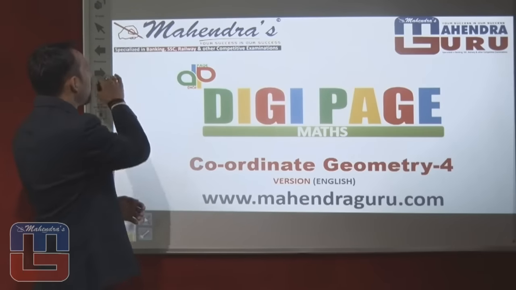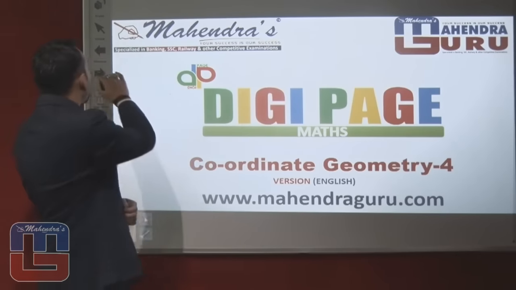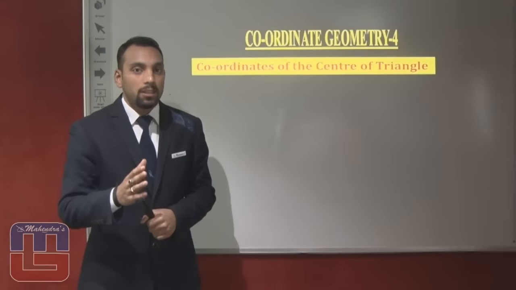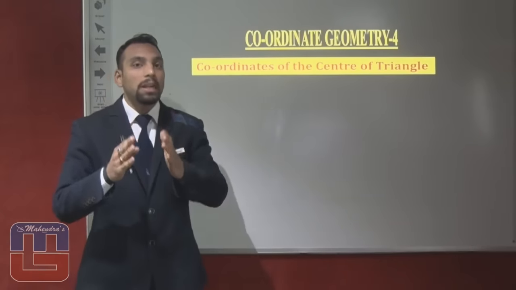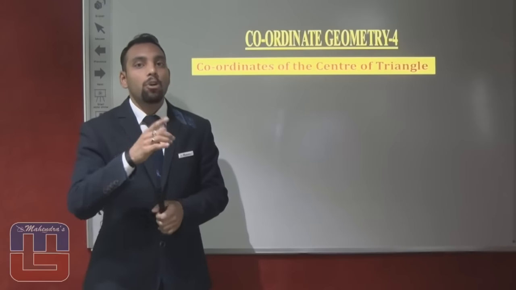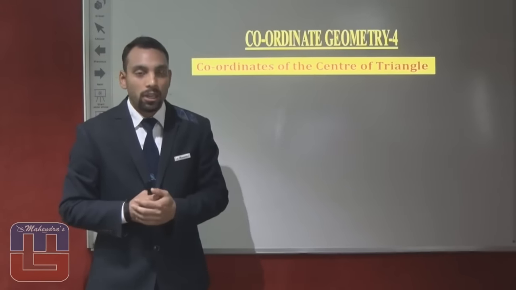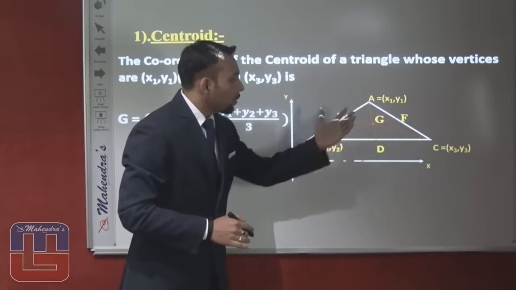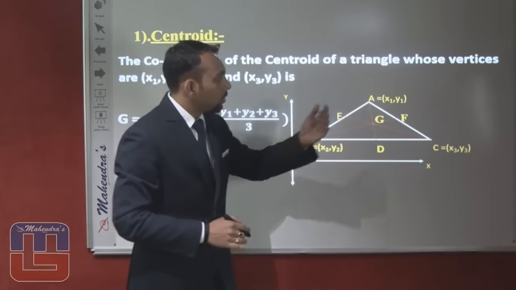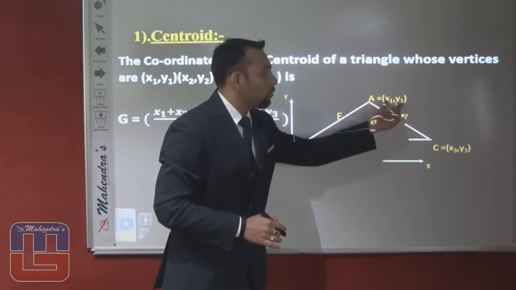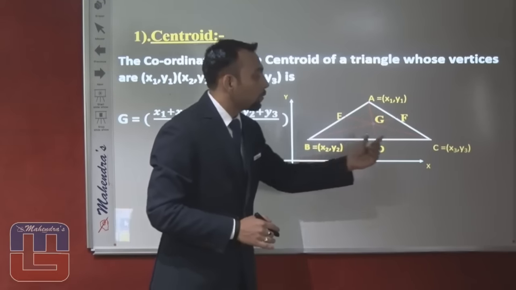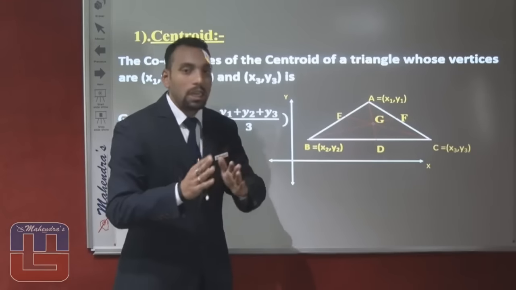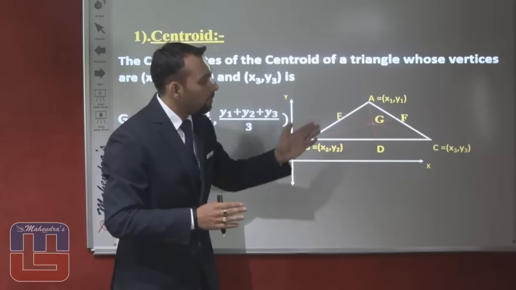Firstly, we will discuss what the centroid of a triangle is. The centroid of a triangle is the intersection of the medians. All the medians intersect at a point, and this point is called the centroid of the triangle. So let us discuss, if we are given a triangle ABC. The first vertex is A (x1, y1), this is B (x2, y2), and this is C (x3, y3).